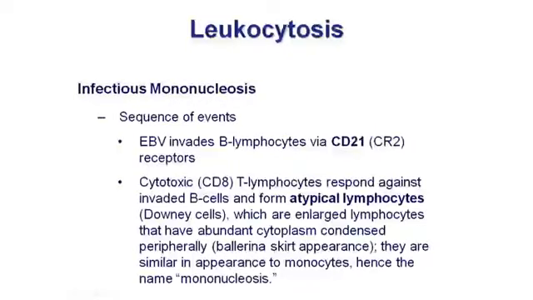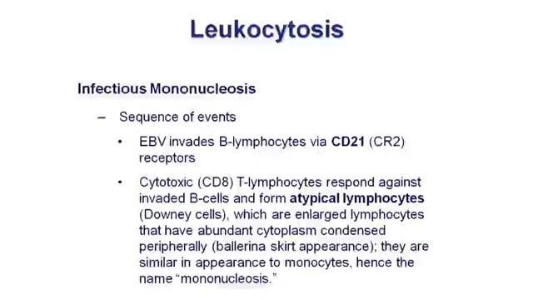Now, the sequence of events: the Epstein-Barr virus will invade the B lymphocytes via the CD21 receptor. Cytotoxic T cells respond against the invaded B cells, and they actually form these atypical lymphocytes. Because they're large and have abundant cytoplasm, they look like monocytes, ergo the term mononucleosis. But remember, it's very typical T cells and not monocytes that you're going to see on the peripheral smear. Sometimes they have the so-called ballerina skirt appearance.